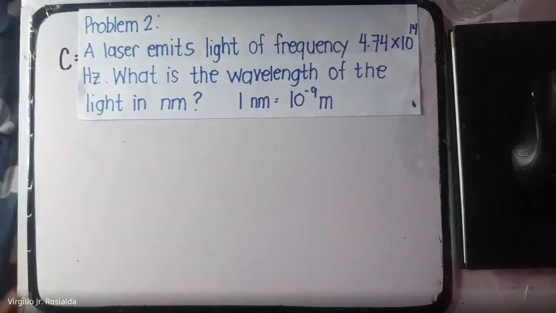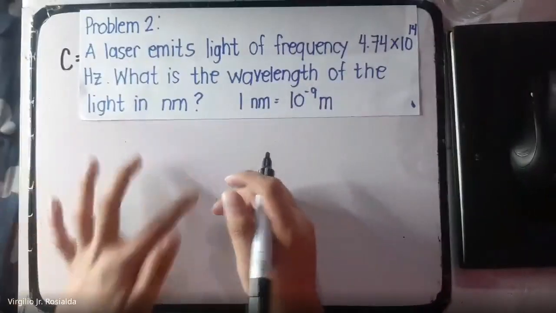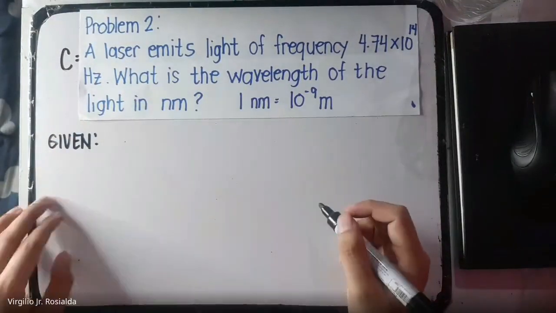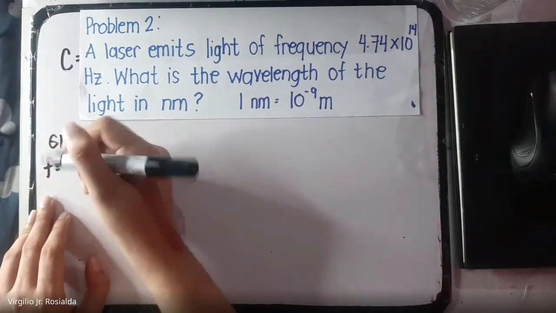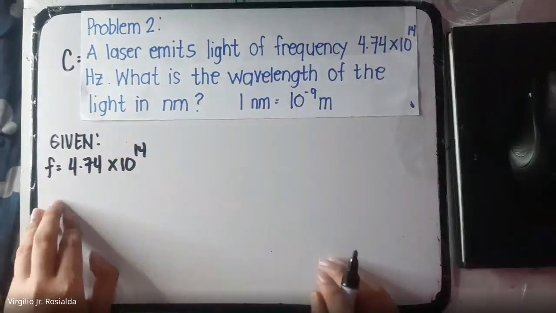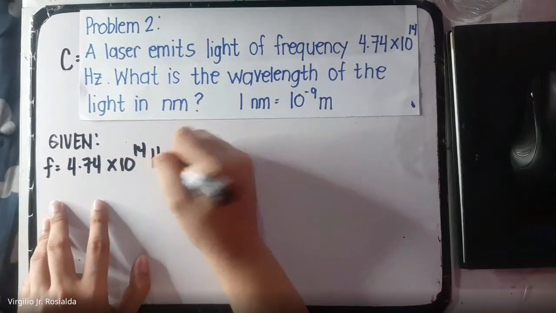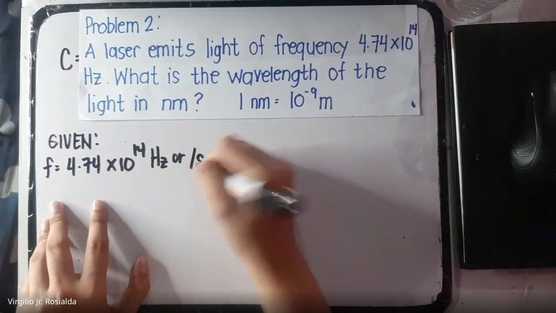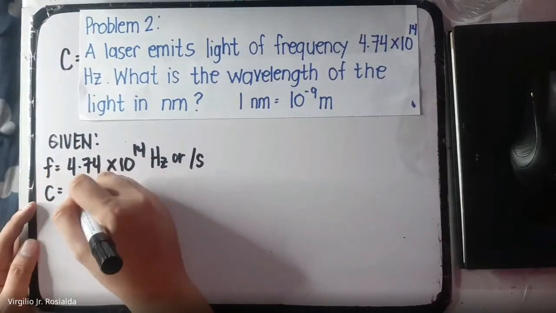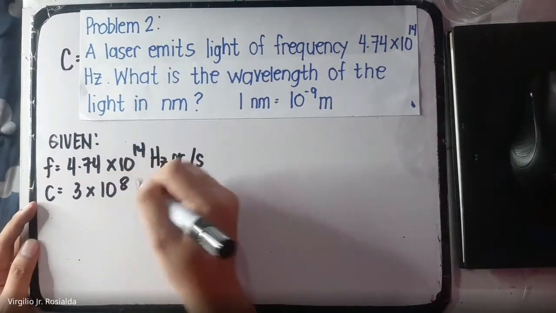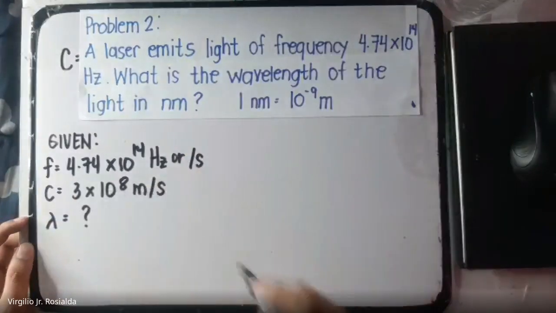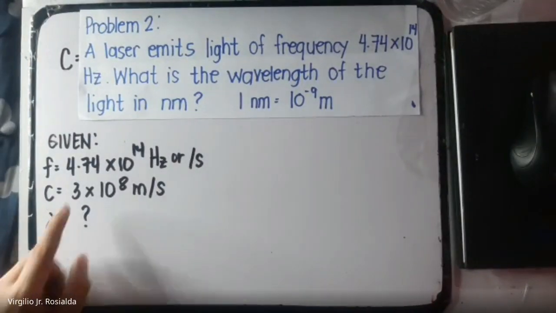So for our given, ano yung mga given natin? For number 1, we have frequency, F, which is equal to 4.74 times 10 raised to 14 hertz, or simply per second. Okay? So our C, of course, is the constant 3 times 10 raised to 8 meter per second. And we are asked to find the value of our wavelength. So that is our given. This one is the required.